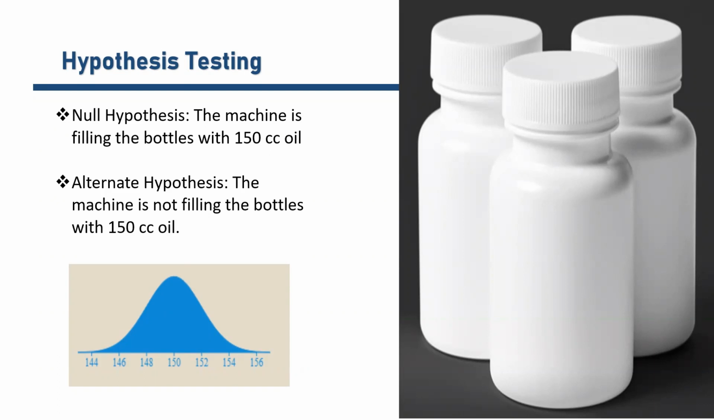So in this case, what will be your null hypothesis? Your null hypothesis will be the machine is filling the bottles with 150 cc, because we will assume that the machine is innocent, right? It has not changed. So your null hypothesis is going to be that the bottle is getting filled with 150 cc of oil. Your alternate hypothesis is going to be the machine is not filling the bottles with 150 cc oil. So if you compare this with the court of law, this is innocent and this is not innocent.